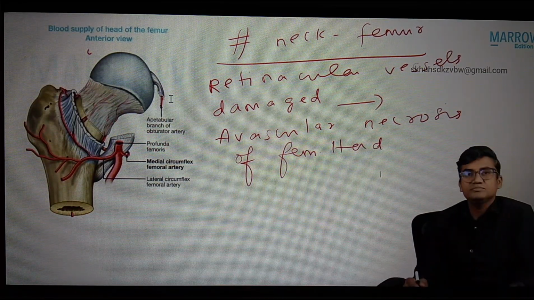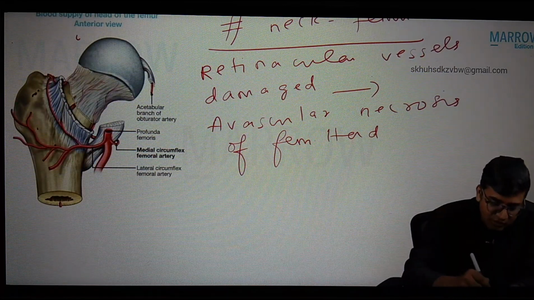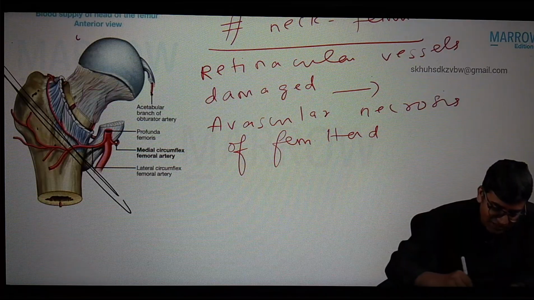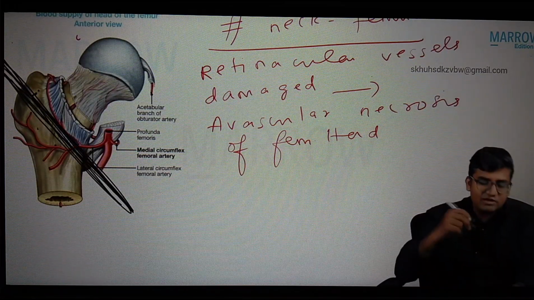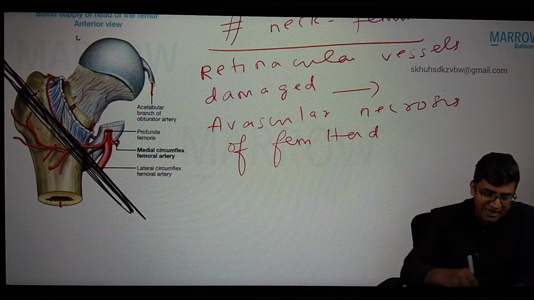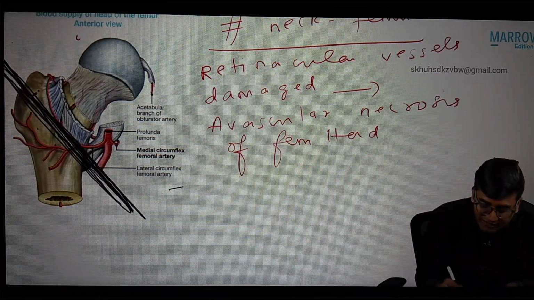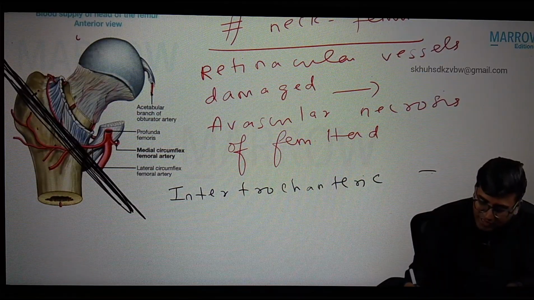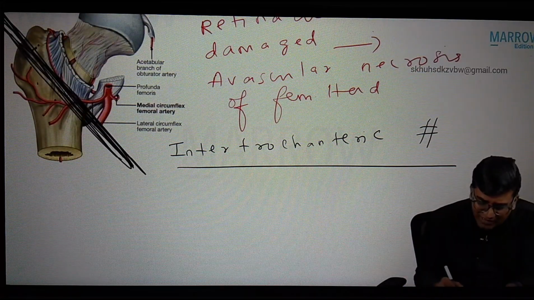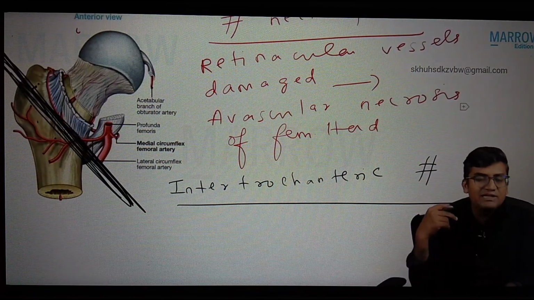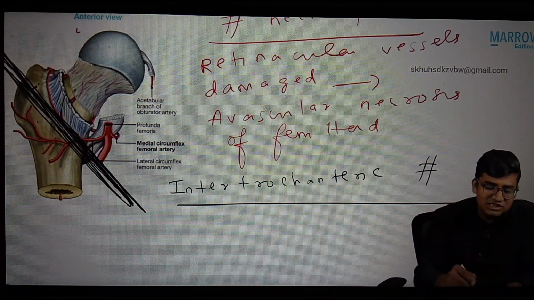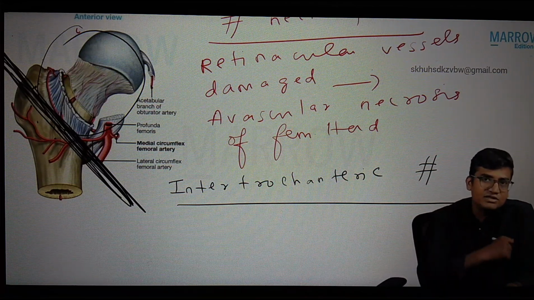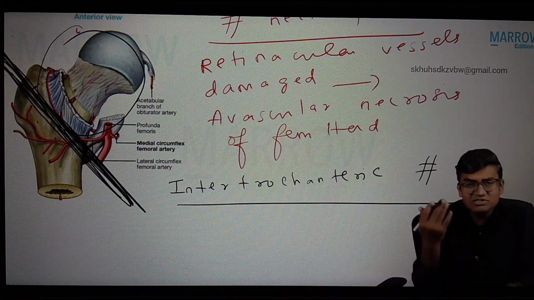Okay, right. Next one. Now we have intertrochanteric fractures. Now the fracture is just a few centimeters below the neck of the femur. Fracture is along this line, what I drew there. That is intertrochanteric fractures. Now the intertrochanteric fracture is just a few centimeters below the neck of the femur. But here in this condition, the retinacular vessels are not damaged. Retinacular vessels are unaffected. So you won't see avascular necrosis of the femoral head.